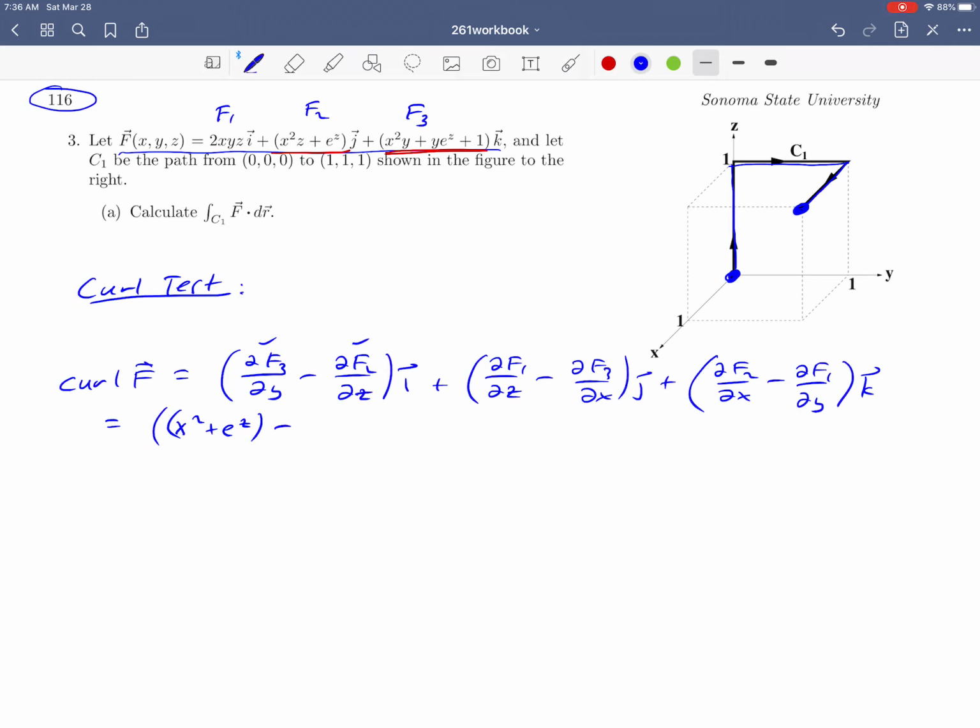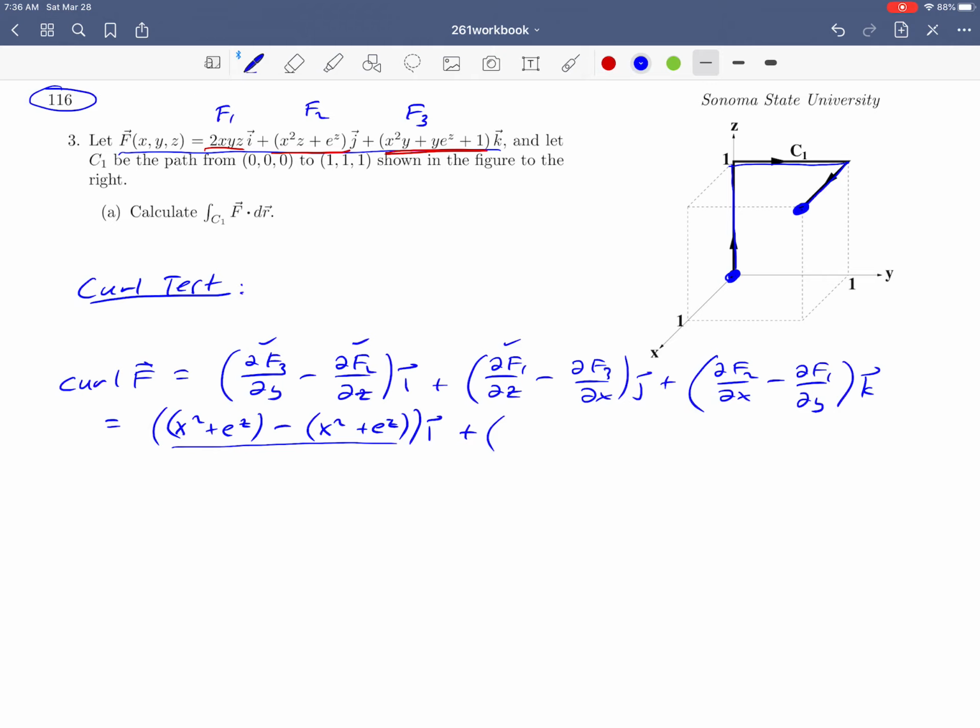Then we move on to partial f2 partial z. We're looking over at the f2 component and taking its derivative with respect to z. The derivative of x squared z is just going to be x squared, and the derivative of e to the z with respect to z is still e to the z. Notice that this is looking good so far. If you subtract those two things, you're going to get 0. We'd like to get a bunch of zeros here.